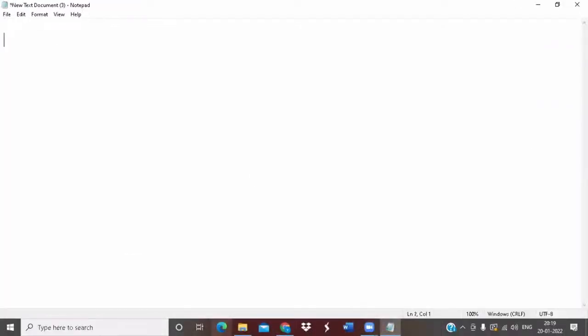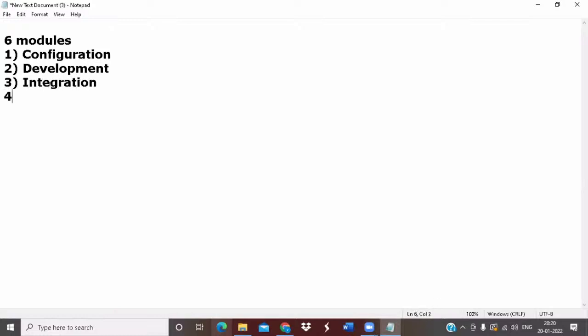Before I start the session, I need to discuss one important point. In your syllabus, we are going to discuss 6 modules. Out of the 6 modules, the first module is configuration. The second one is development. The third one is integration. The last one is administration.